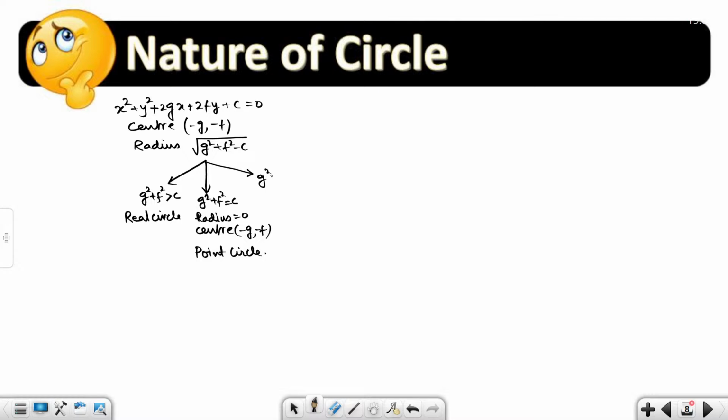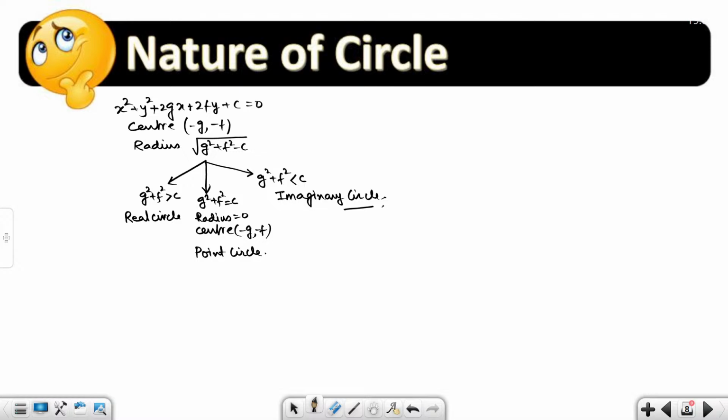And obviously, if g square plus f square is less than c, then under the root sign you are getting some negative value. So you are not going to have a real circle. Then it will be an imaginary circle. Is it clear? So the nature of the circle is clear. Three things we have to remember.